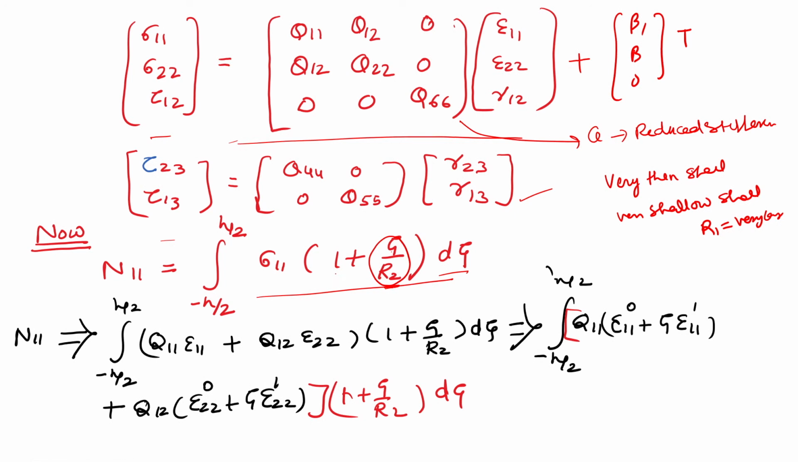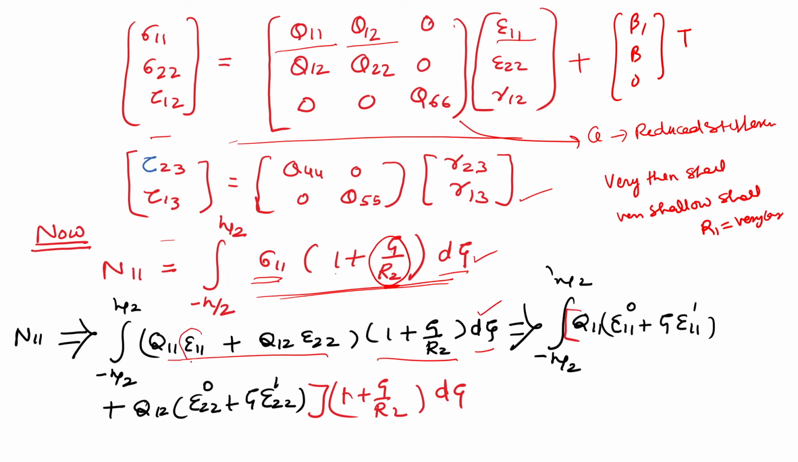In that case, in most thin shell theory books you will find that this is not considered, and N11 is obtained like this, and we proceed further. But if you want to solve a complete shell, because at any time we can reduce to it, we are going to solve a generalized shell which can give you the solution for a thick as well as shallow as well as thin shell. So we will consider the 1 plus zeta by R2 term. Next, what is sigma 11? Sigma 11 is Q11 epsilon 11 plus Q12 epsilon 22, times 1 plus zeta by R2, d zeta.